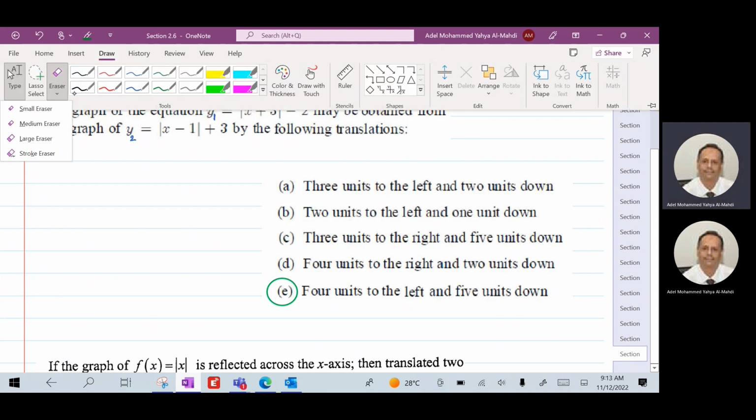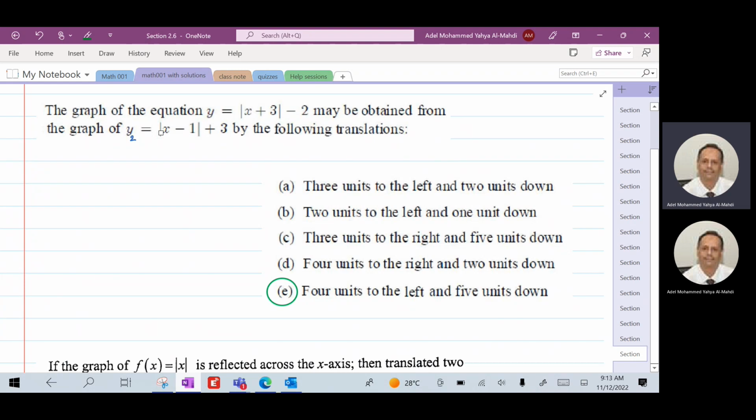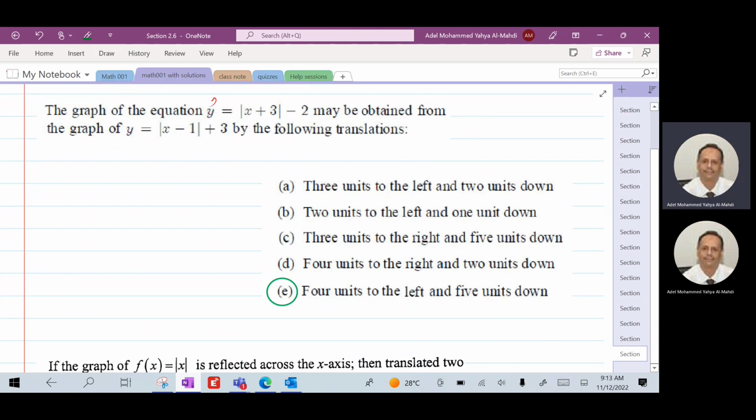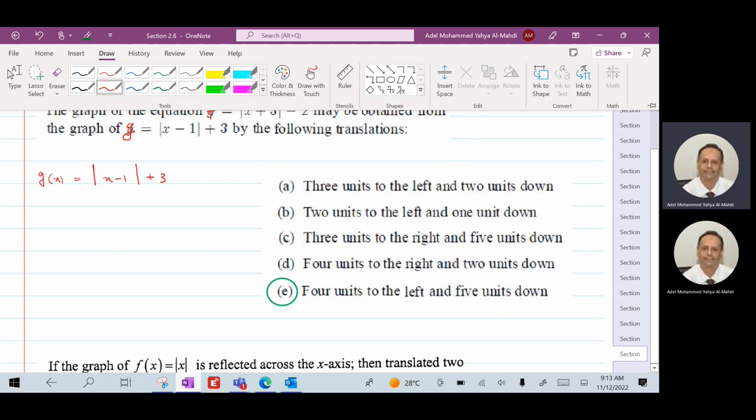It's not good or not true to write y. They are different. So we should write f here and g here. Now we may obtain f from g. So the original one is g of x equals the absolute value of x minus 1 plus 3.